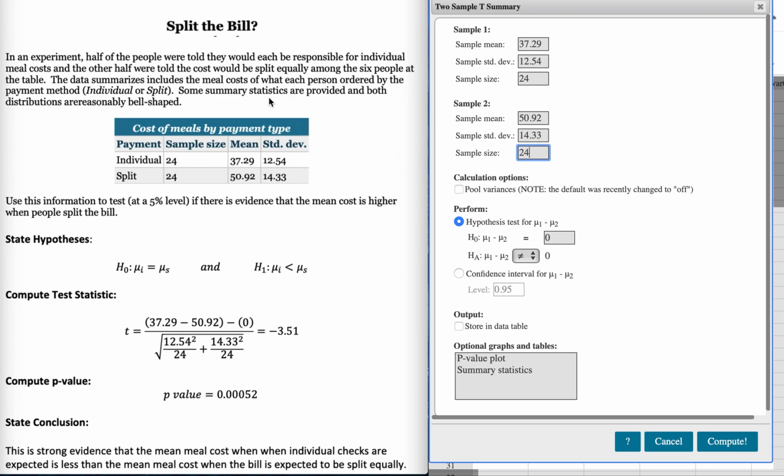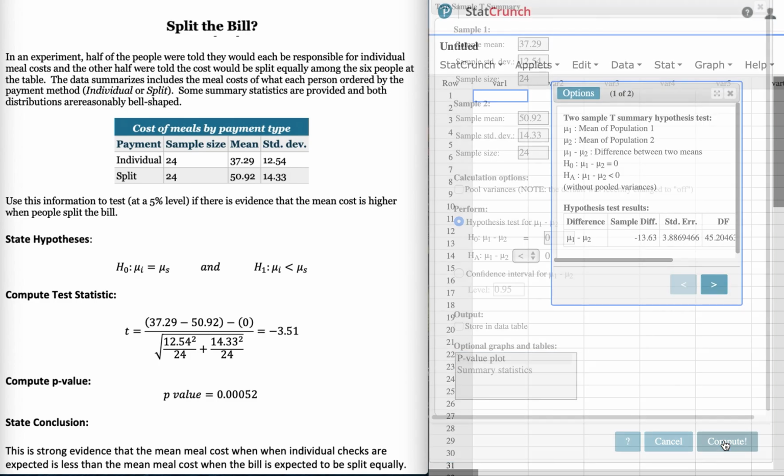Now, depending on whether the problem states assume equal variances or not, if we assume equal variances, we would press this for pooled variances. Here I have not done that, so I will uncheck that. Here we have our null hypothesis, that the 2 are equal or their difference would be 0. And here I have that the first is less than the second, or in this case, the first minus the second would be less than 0. So I'm also going to plot the p-value. This will give us an illustration of what we're looking at here.